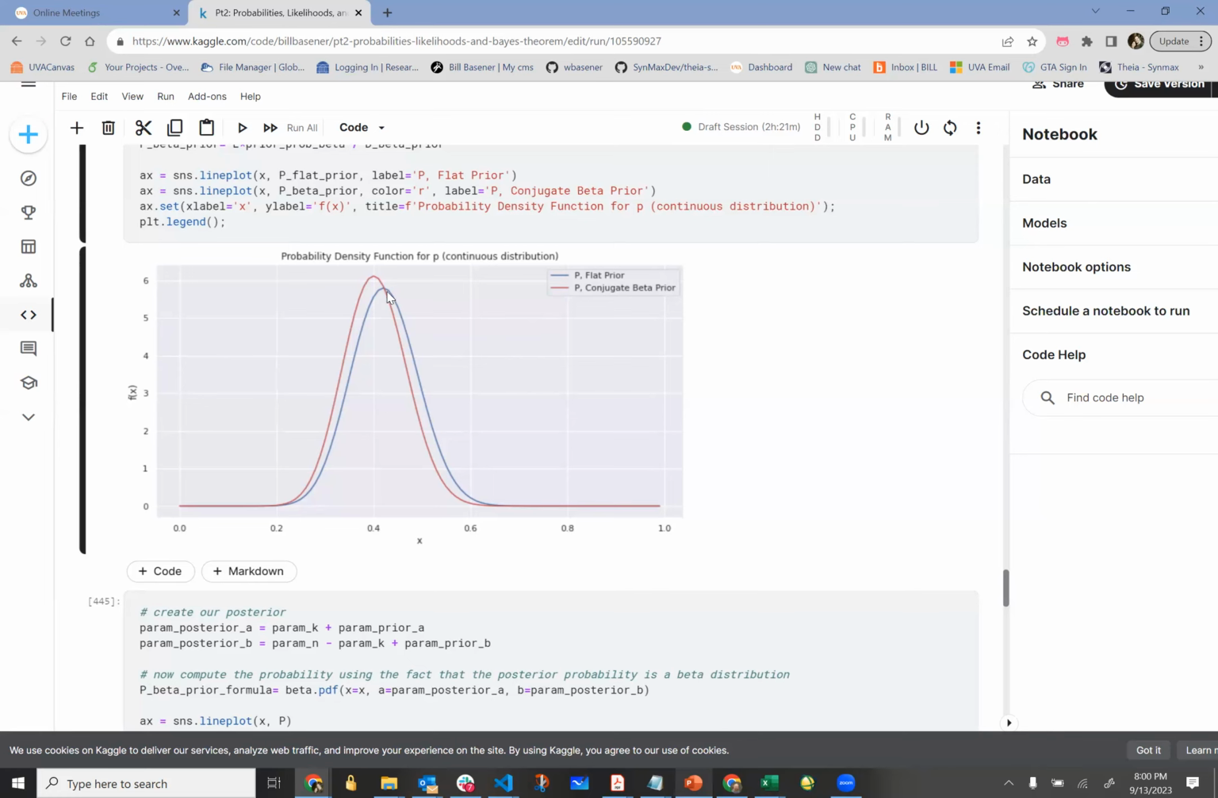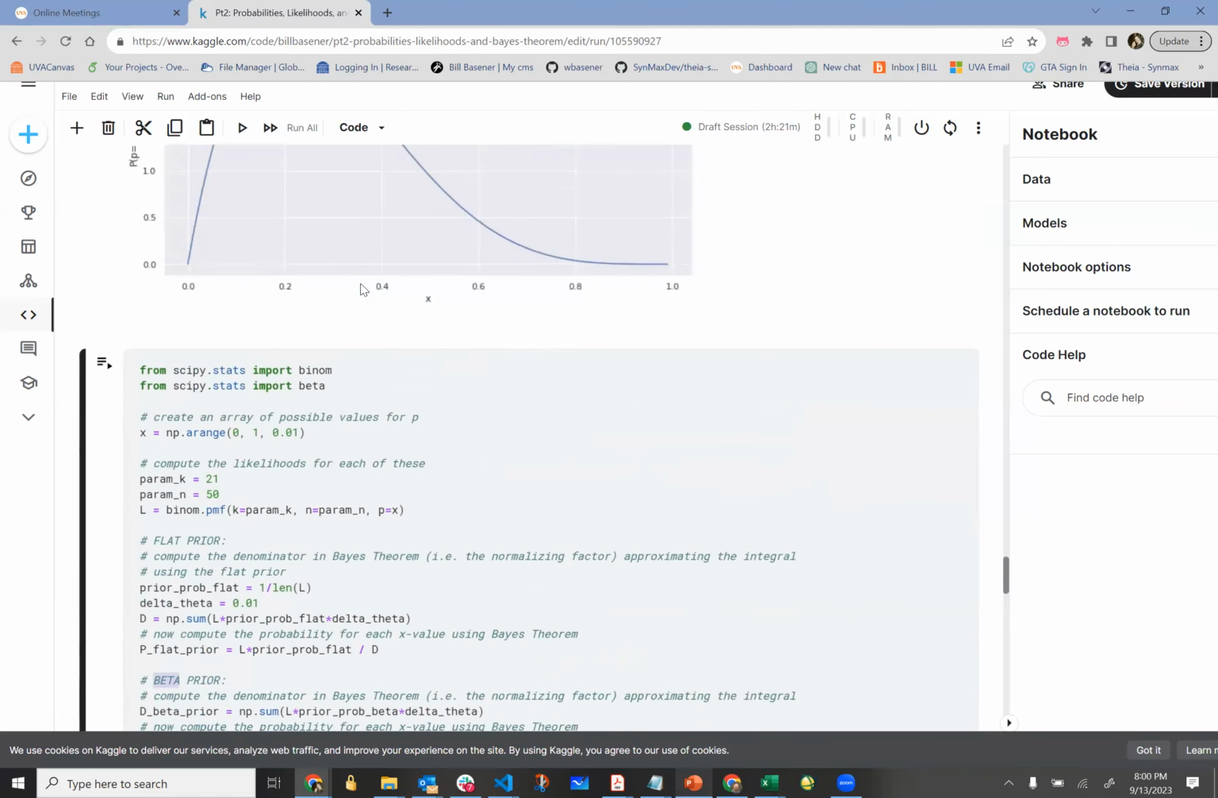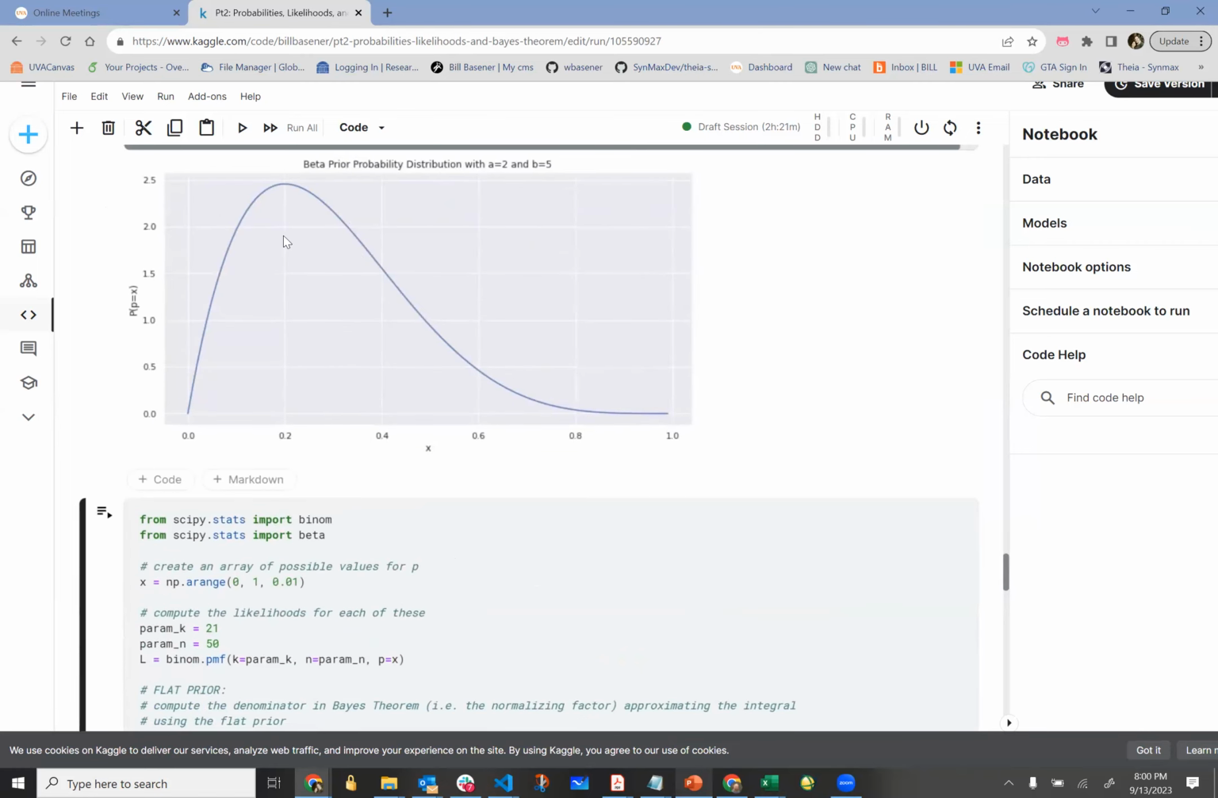What happened to the most probable estimate? Yeah, it shifted to the left. It moved a little bit to the left, from about 0.42 to maybe 0.4. And that kind of makes sense if you think about the shape of this prior, right? Our belief is more to the left-hand side.